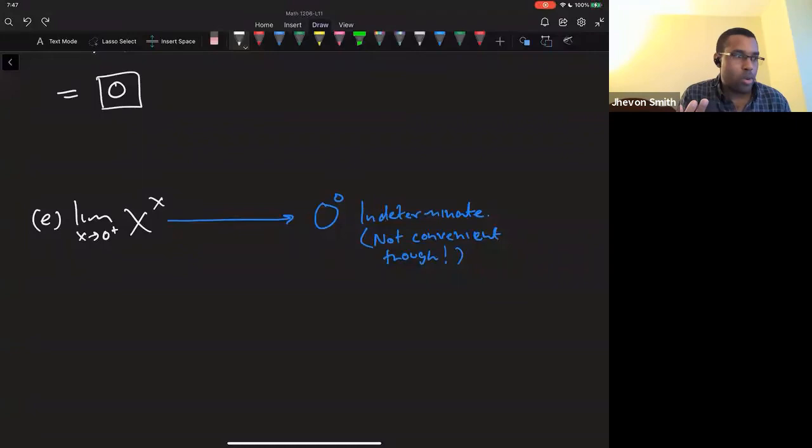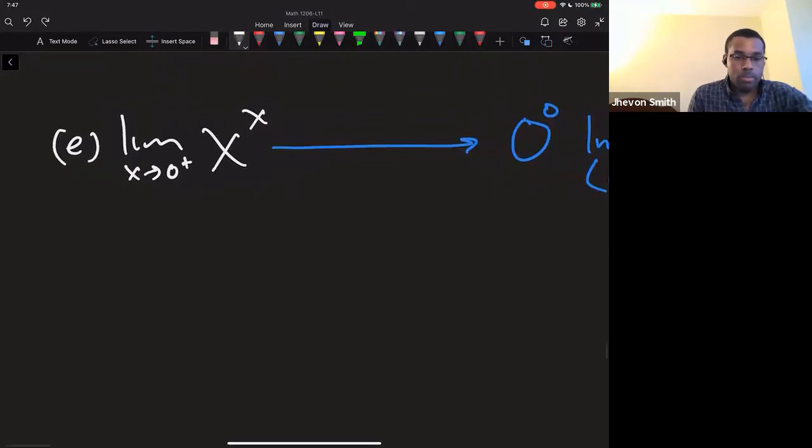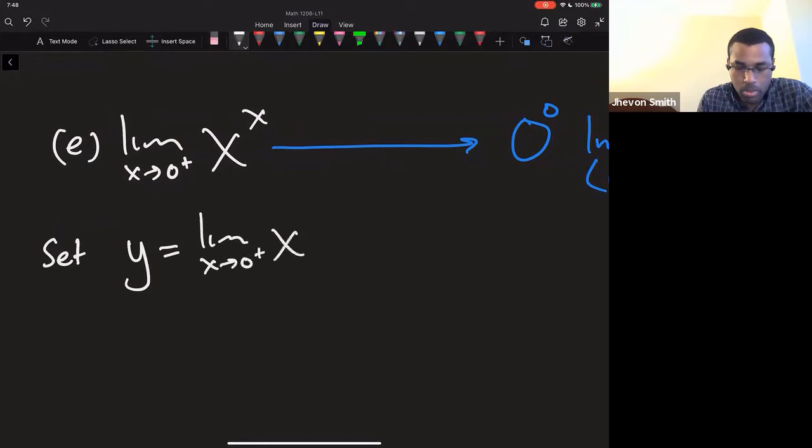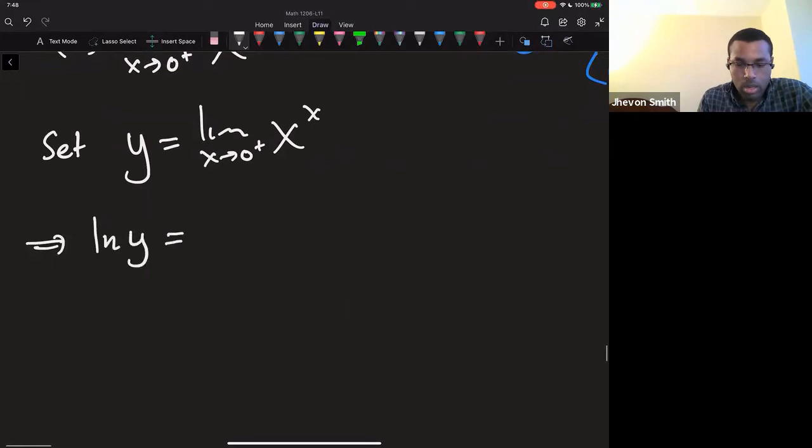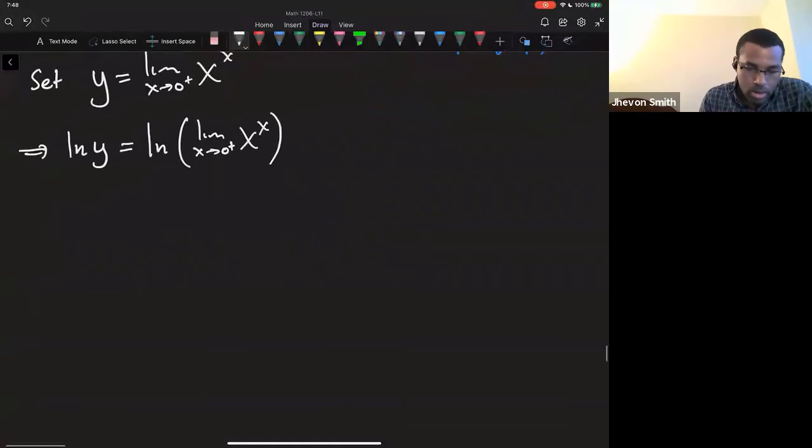You could actually do that. You could say, set y to be equal to this limit. Then what you could do is you could log both sides. And that would get you the logarithm in play. And then you can actually move the limit outside the logarithm, because remember, limits can move in and out of continuous functions.